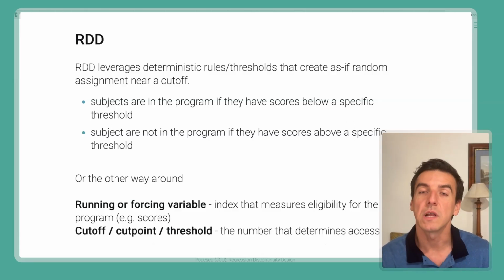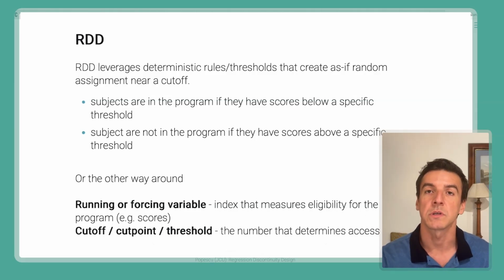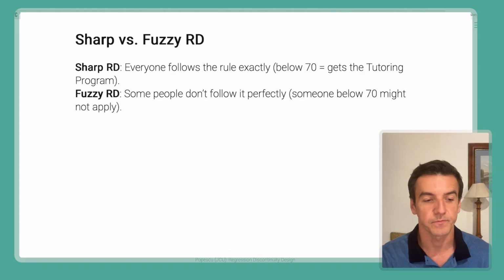The second important element within RDD is the cutoff, or the threshold. This is really that specific number that determines whether one individual gets to participate in the program or not.